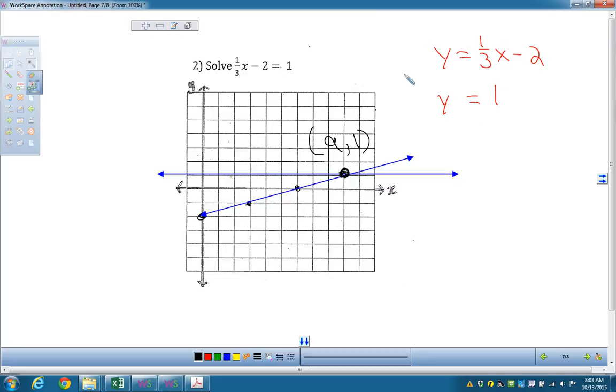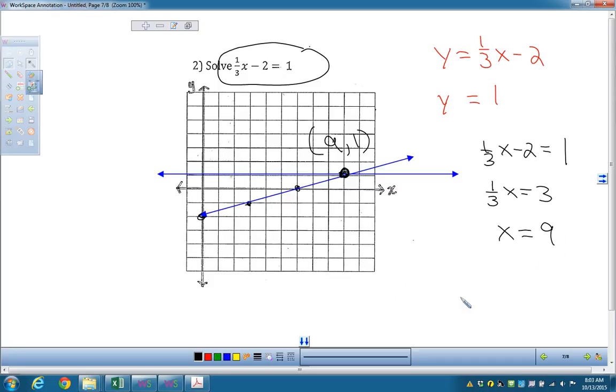And if I solve this equation algebraically, I would get the same thing. Watch. 1/3 x minus 2 equals 1. I'd add 2 to both sides. And I get 1/3 x equals 3. And then I'd multiply by 3, x equals 9.